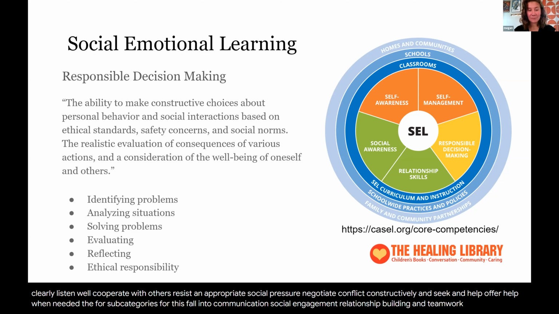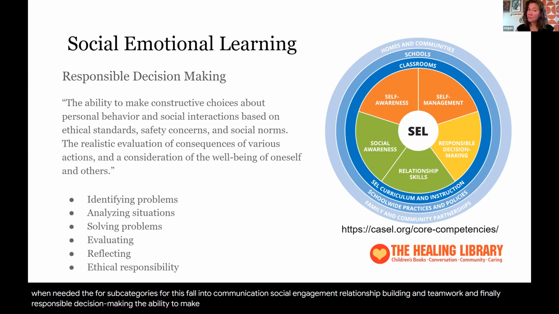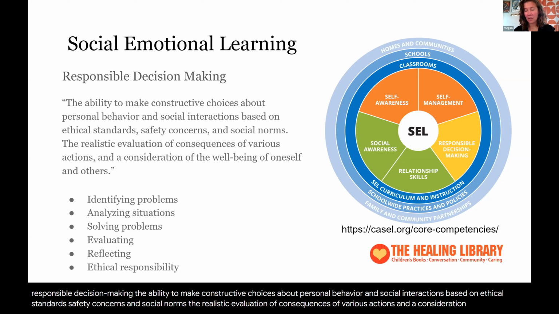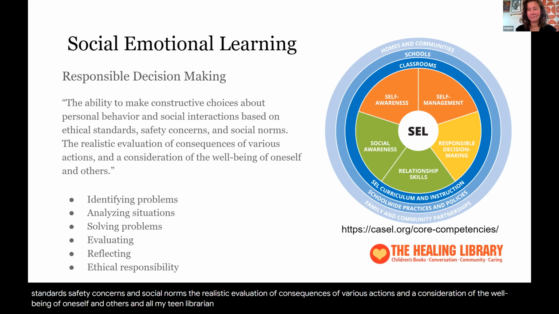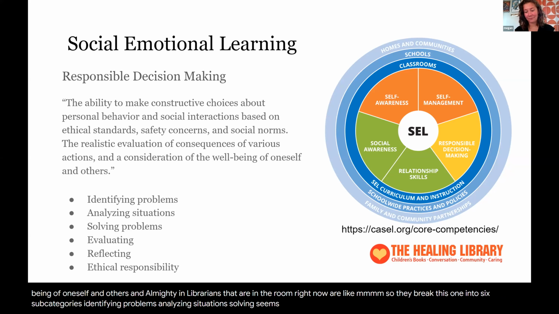And finally, responsible decision-making. The ability to make constructive choices about personal behavior and social interactions based on ethical standards, safety concerns, and social norms. The realistic evaluation of consequences of various actions and a consideration of the well-being of oneself and others. And all my teen librarians that are in the room right now are like, yes. So they break this one into 6 subcategories: identifying problems, analyzing situations, solving problems, evaluating, reflecting, and ethical responsibility.